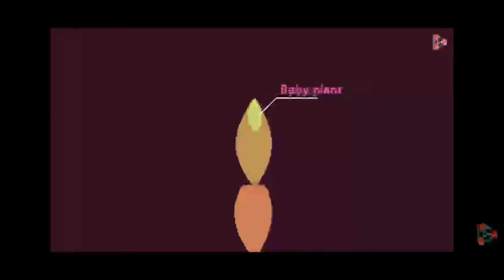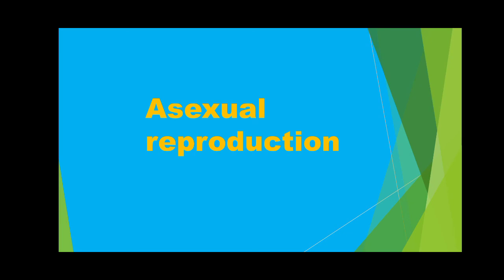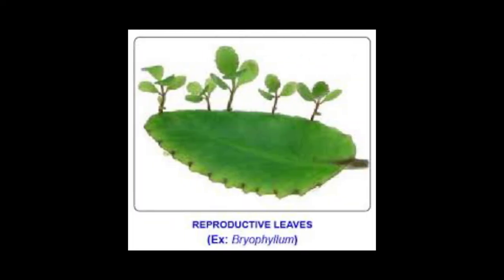Now we move on to the next type of reproduction, asexual reproduction. The production of new plants without the involvement of pollination and fertilization is known as asexual reproduction. Here are some types. Number 1. Vegetative propagation. Vegetative parts of plants such as root, stem and leaves can help to propagate the plant.